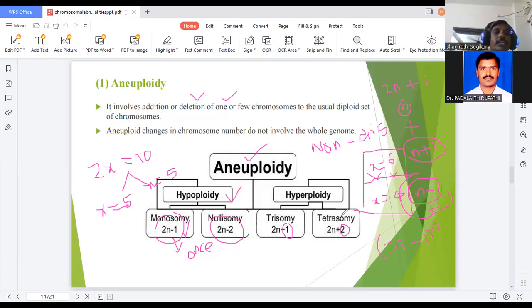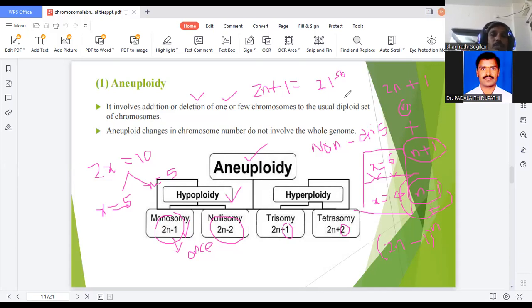You have studied genetic disorders in the zoology subject. Down's syndrome is an example of which type of hyperploidy? Down's syndrome is 2n plus 1. Down syndrome is called 21st trisomy. What is that? 21st trisomic. 21st trisomic means a person who suffers from Down syndrome. How many 21 chromosomes are there in the cell?